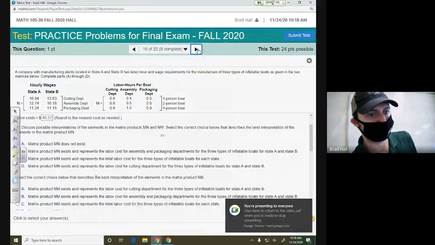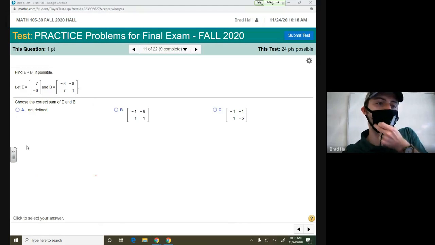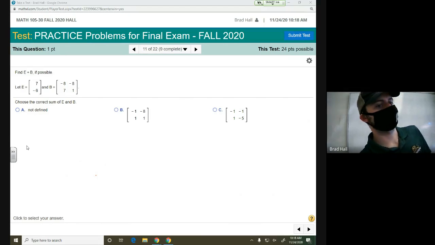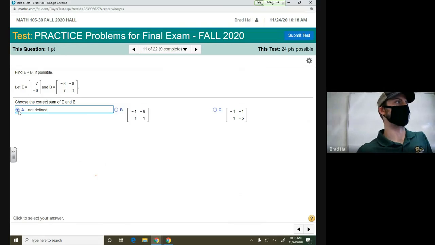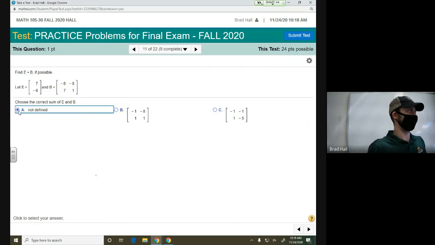Let's keep going. And this should be a quick one. They give us 2 matrices and they ask us to add them together. You should be able to identify right away this addition is not possible. Because with addition and subtraction of matrices, the sizes have to be the exact same. Matrix E doesn't have as many columns as matrix B. So therefore, you cannot add these 2 matrices together. It's not defined.